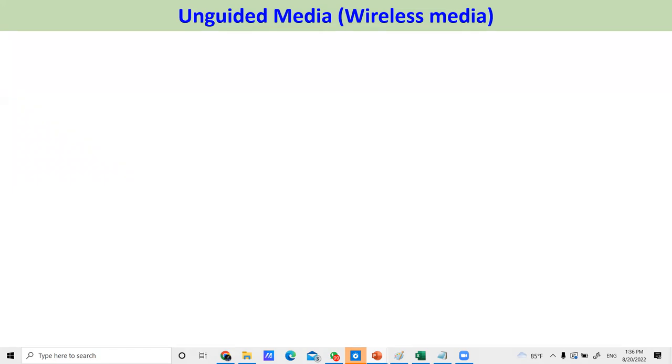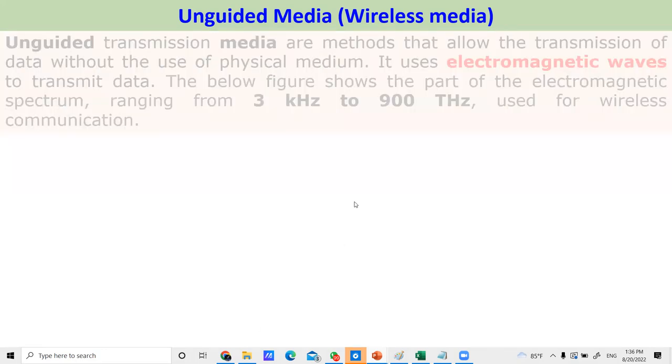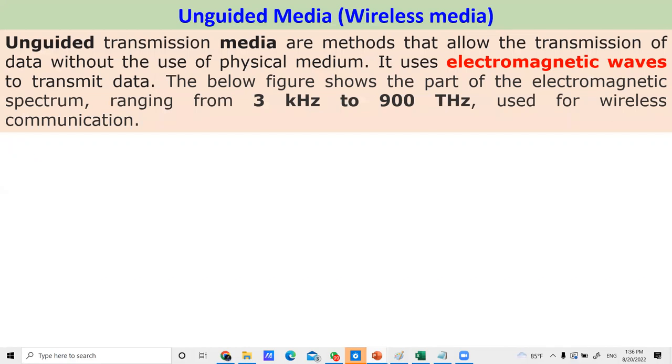Earlier, we introduced what unguided media is. They only use electromagnetic signals to travel data from one location to another. No physical medium, therefore you can't touch it. Unguided media is also known as wireless media. Look at the description here. Unguided transmission media is the method that allows transmission of data without using a physical medium. This is the important point you want to remember.